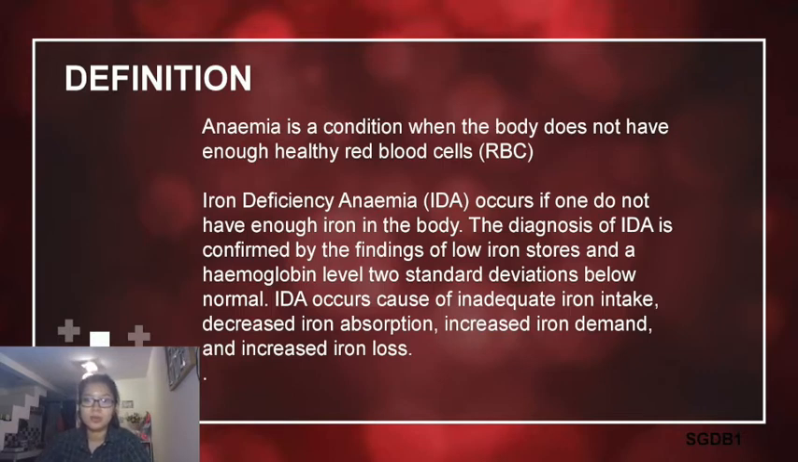Mineral iron is a very important component to maintain many body functions, including production of hemoglobin, which is the molecule in the blood that carries oxygen. The diagnosis of iron deficiency anemia is confirmed by finding low iron stores and hemoglobin level below standard deviation from normal. This occurs because of inadequate iron intake, decreased iron absorption, increased iron demand, and increased iron loss. Iron deficiency anemia can range from mild to severe. People with mild or moderate iron deficiency anemia may not have any signs or symptoms. Symptoms generally worsen as the anemia becomes more severe. Thank you.